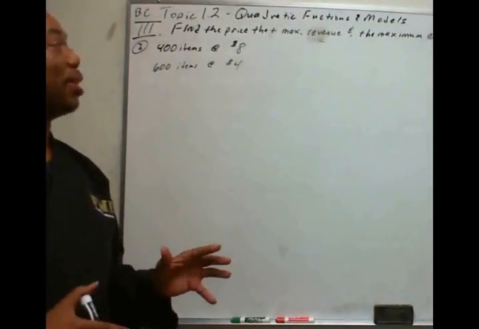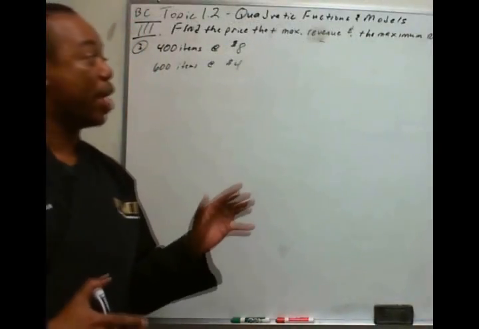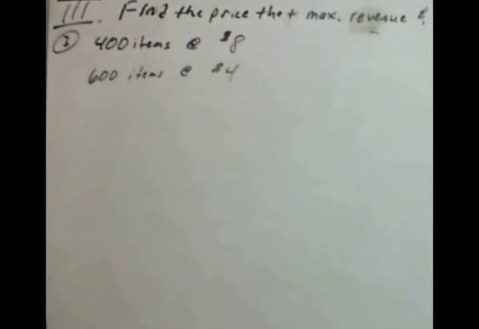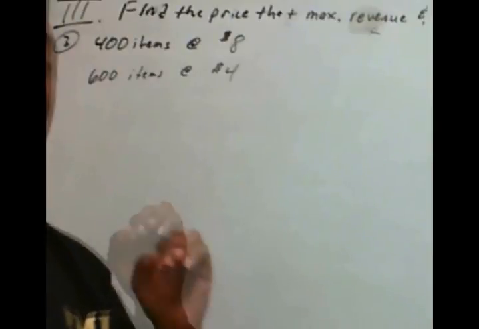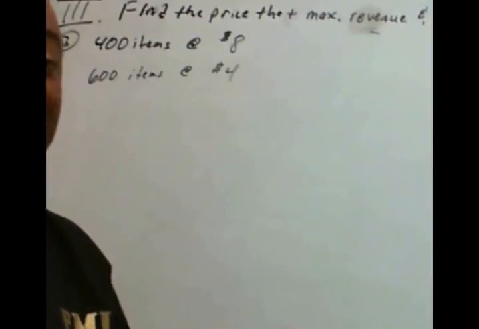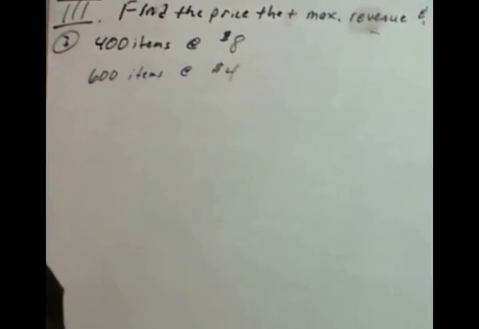Still looking for the price that maximizes revenue and the maximum revenue itself. I'm given a situation where 400 items sold when we charged $8. But we were able to sell 600 items the next week when we sold them at $4 each. So, what is the price that we need to charge to get what type of maximum revenue?